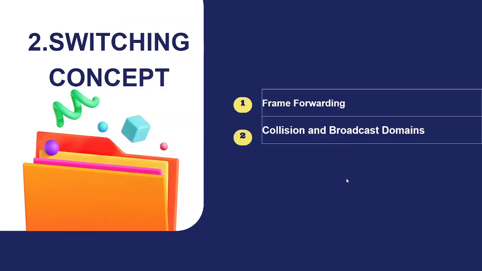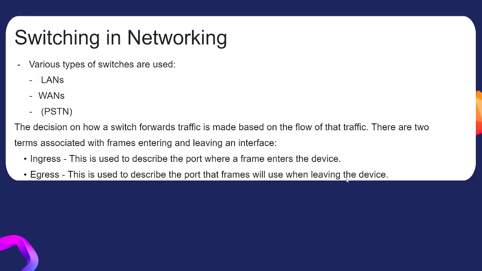So in this module, we will be tackling the switching concept, and we have two categories in the switching concept, which are frame forwarding and collision and broadcast domains. Switching in networking. Three various types of switches are used: LANs or local area networks, WANs or wide area networks, or the PSTN or public switched telephone network.